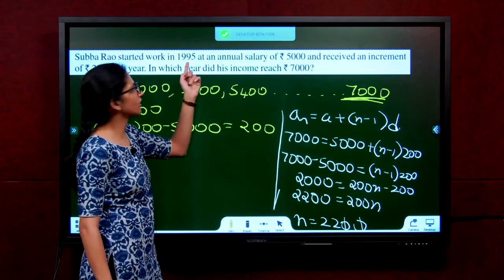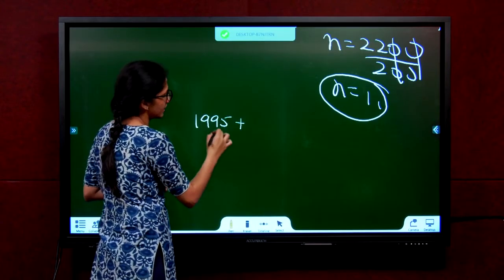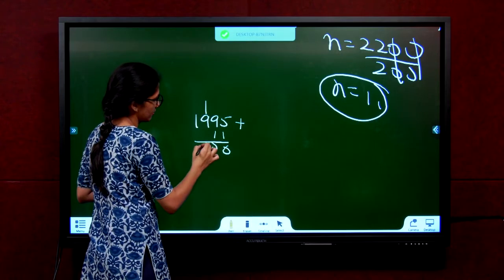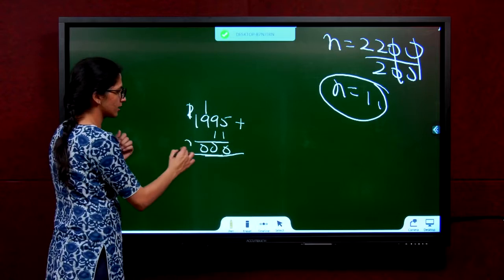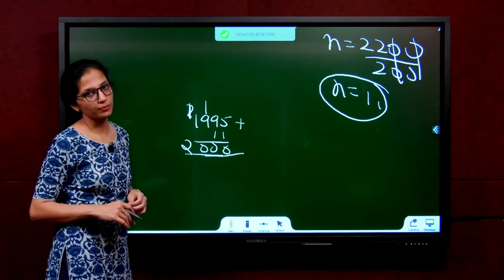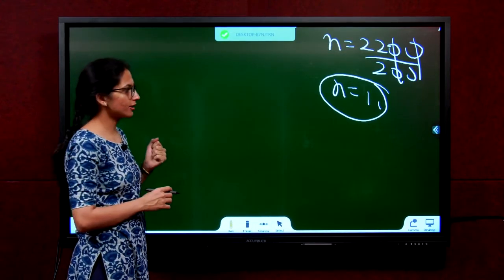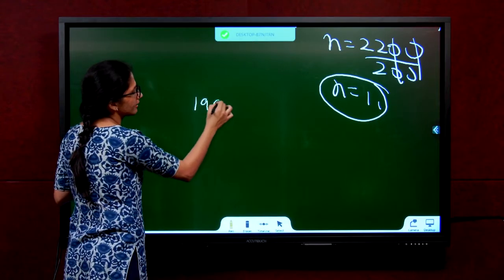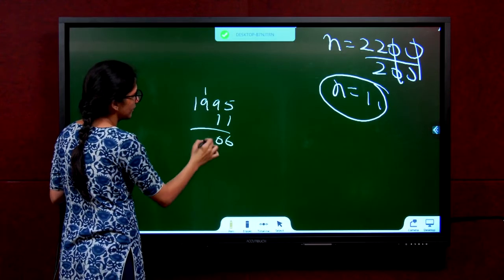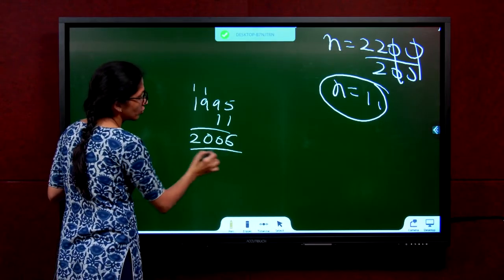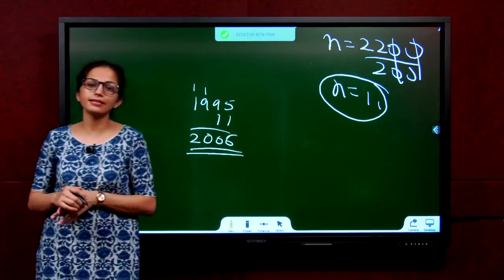They are asking the year, which year? Started with 1995. Therefore, 1995 plus 11. So 11th year from his starting year, he will get 7,000 rupees. Started at 1995, he went 11 years more. So 2006. In the year 2006, he will receive rupees 7,000 as his salary.